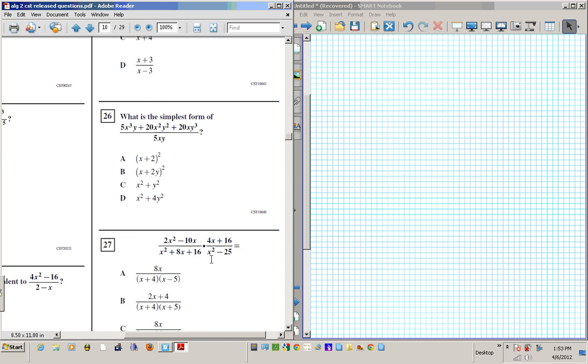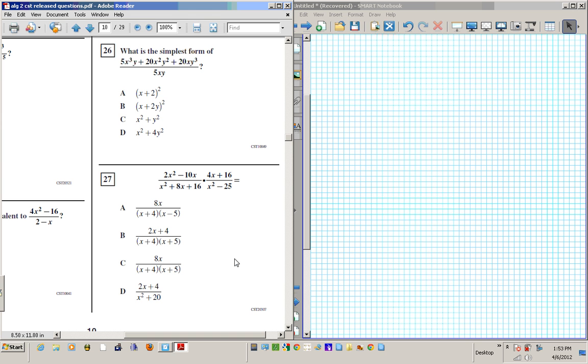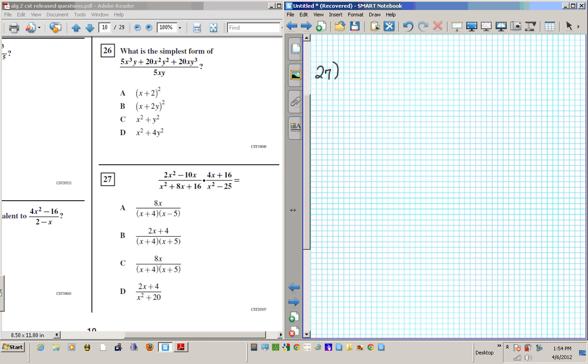Alright, so let's look at 27. We want to multiply here. I don't know if anything is a factor of something else. If any of the numerators have a common factor with any of the denominator expressions, write down the question. 2x squared minus 10x divided by x squared plus 8x plus 16 times 4x plus 16 divided by x squared minus 25. I don't know. Are there any common factors here? It's hard to tell, right?